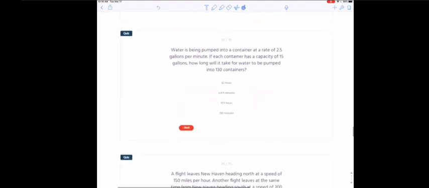So it says, number 14, water is being pumped into a container at a rate of 2.5 gallons per minute. If each container has a capacity of 15 gallons, how long will it take for water to be pumped into 130 containers? So we want to know the amount of time. Let's see, how long will it take for the water to be pumped for 130 containers? It gives us the capacity, 15 gallons per container. That's a rate. And it also gives us the time.